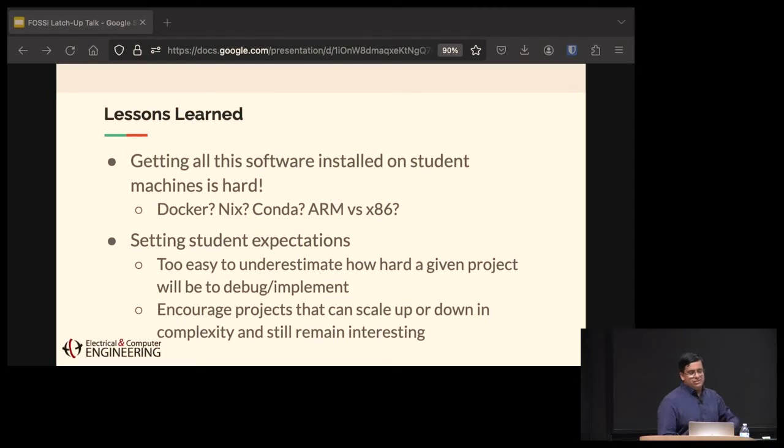And the other one is setting student expectations. Especially earlier on in the iterations of the course, students would come in with very ambitious ideas. While I applaud the ambition and the excitement, it takes a lot longer than a lot of students may expect to build something completely from scratch. So try to make it clear to students, project complexity is something that should be scalable. They should start with something simple, and the more time they have, the more they can scale it up.